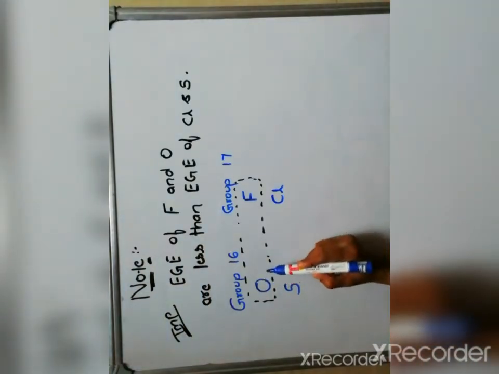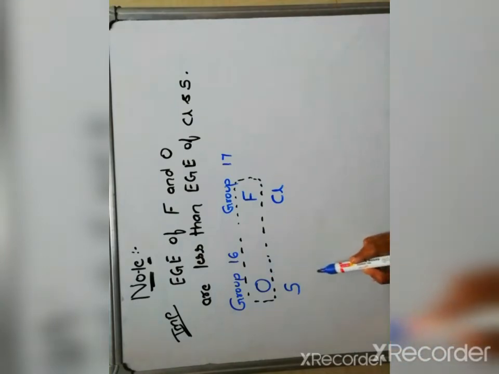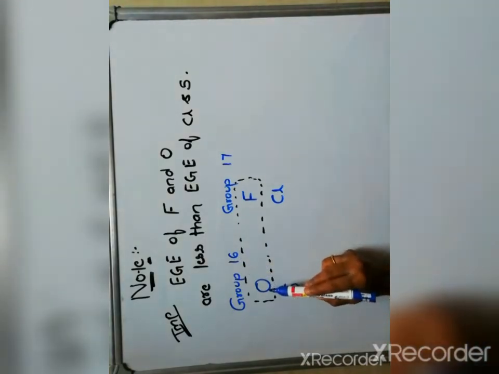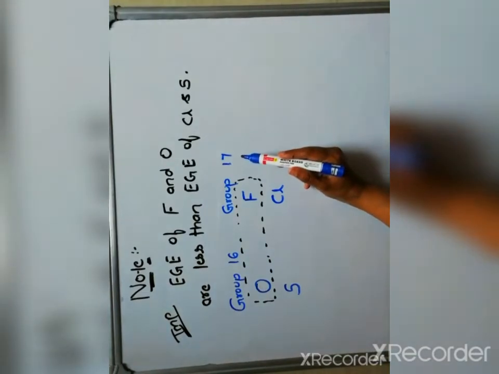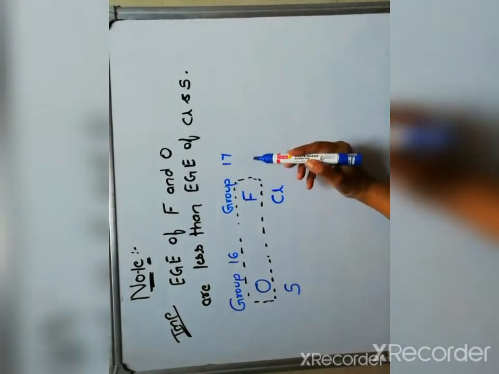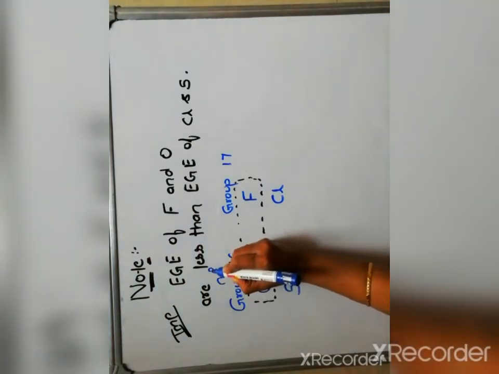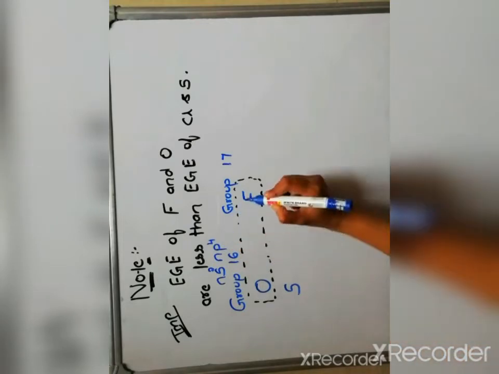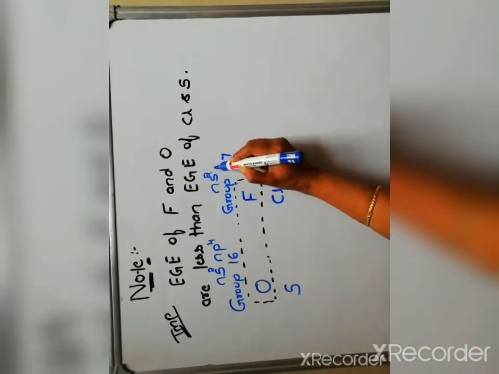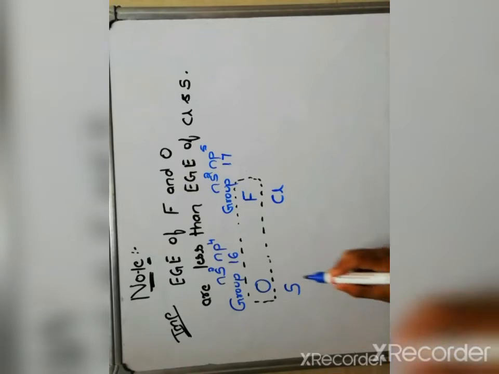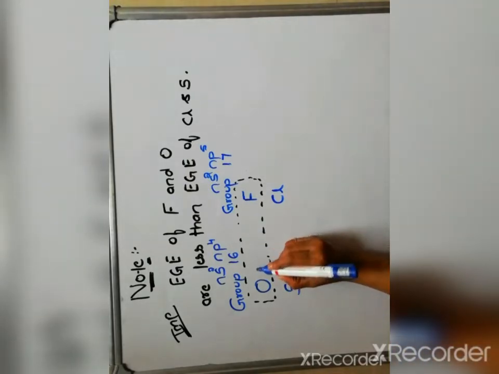This we have already discussed, because as we move down the group, what happens to the atomic size? The atomic size gradually increases. Therefore, in group 16 the first element oxygen has a very small size, and in group 17 the first element also has a very small size. So what is the general electronic configuration of a group 16 element? It is ns2 np4. The group 17 element is ns2 np5.